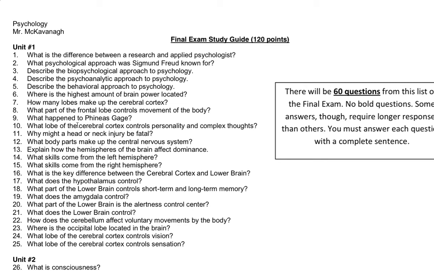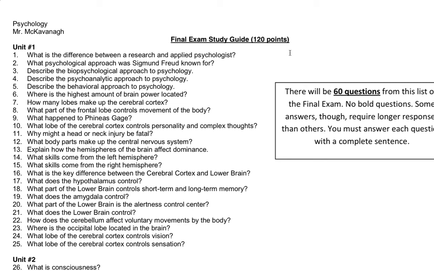Number 10, what lobe of the cerebral cortex controls personality and complex thoughts? The same part that Phineas Gage got damaged. It would be the frontal lobe. Number 11, why might a head or neck injury be fatal? Because your head is where your brain is at and is directly connected to the spinal cord, which is the central nervous system and key area of communication for the rest of the body.